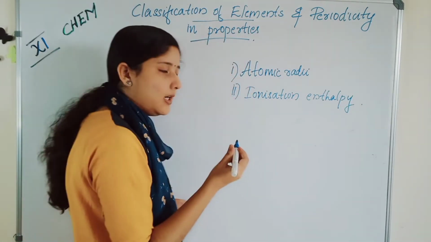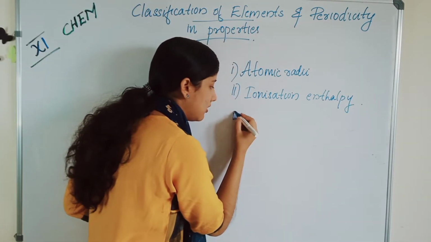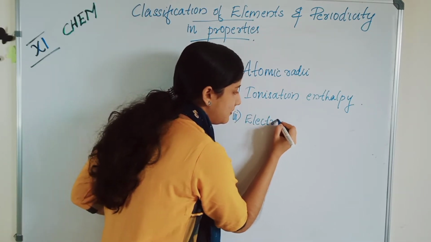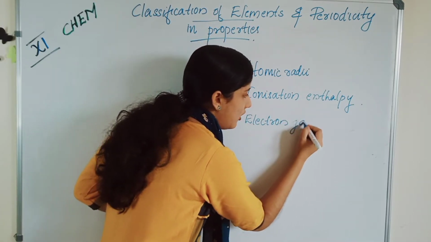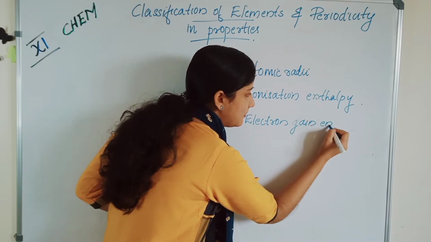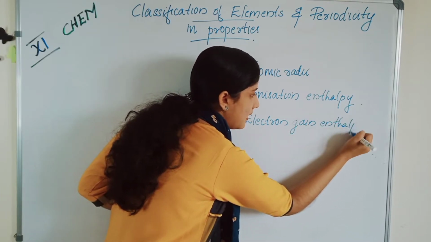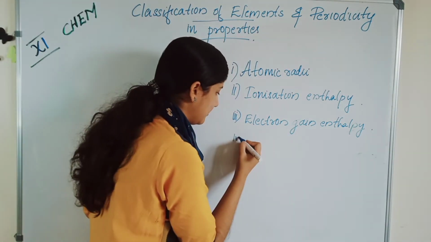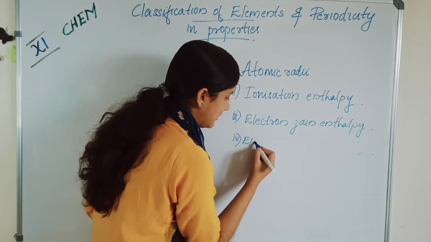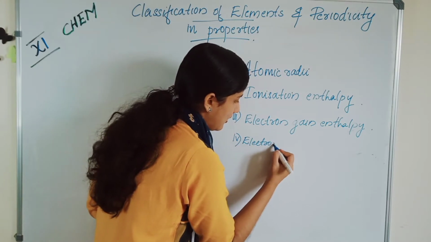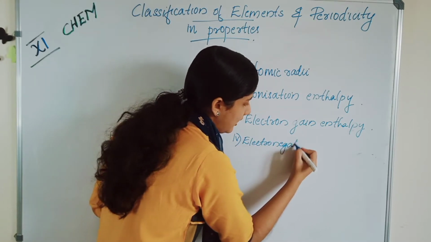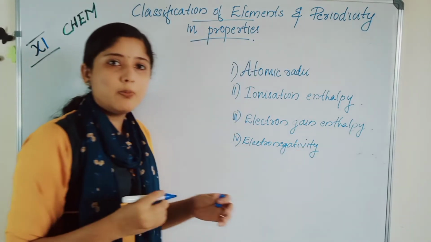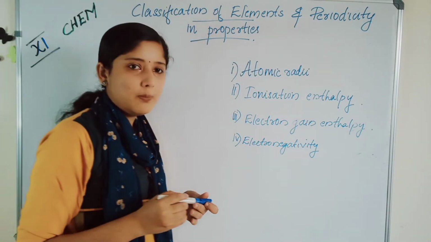The third property that we studied was electron gain enthalpy. And the last property was electronegativity. These were the four important properties of the periodic table.